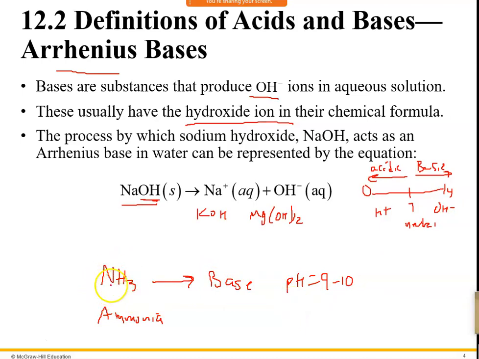Now, ammonia, I guess you could say, looks more like an Arrhenius acid because it has the H's. It does not have a hydroxide in the molecule. So how can this be a base? According to Arrhenius, if it has hydrogens, it's an acid. If it has hydroxide, it's a base. But this is a base, and it does not have a hydroxide. So Arrhenius, with his way of defining acids and bases, cannot explain this.